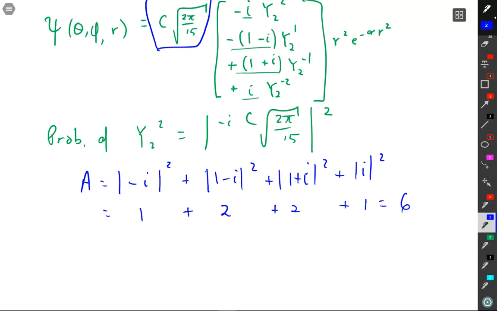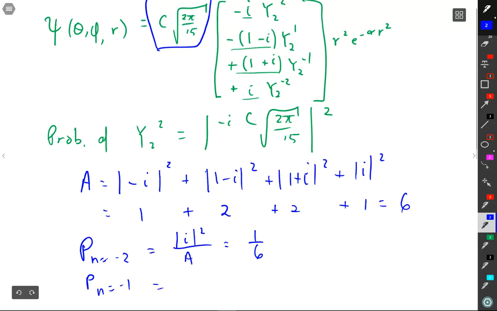1 minus I mod squared is 1 minus I times 1 plus I, or 1 minus I squared, which is 1 plus 1, 2. And so the probability of m equals minus 2 is equal to I mod squared over A, which is equal to 1 in 6. And the probability of m equals minus 1 is equal to 1 plus I mod squared over A, equals 2 in 6, or if you prefer 1 in 3. And then because of the symmetry for m equals 1 and m equals 2, we're going to have the same things. So we have 1/6, 2/6, 2/6, and 1/6, a total of 1.